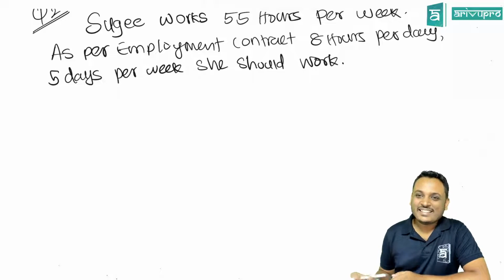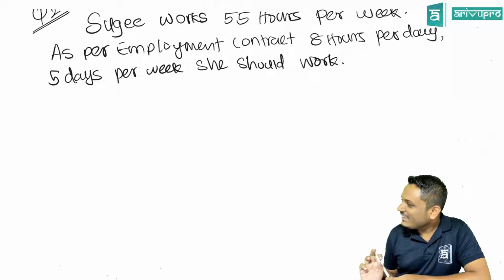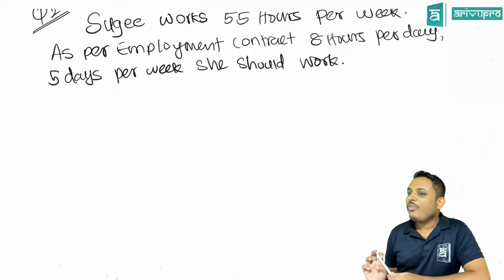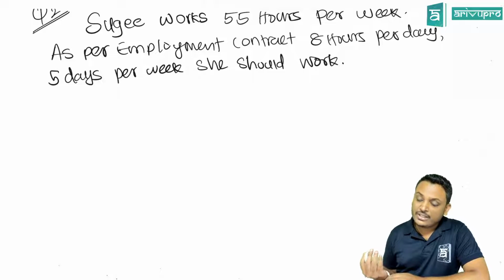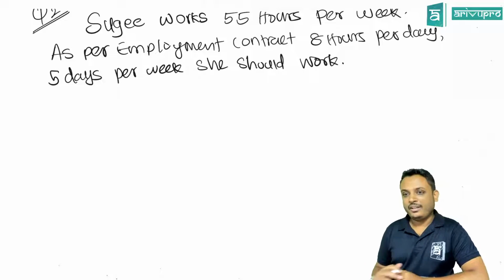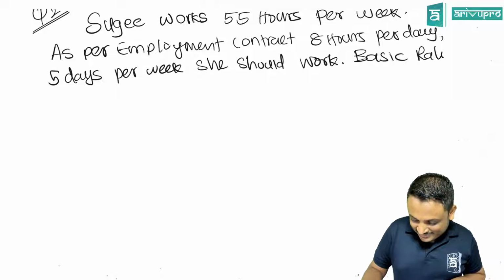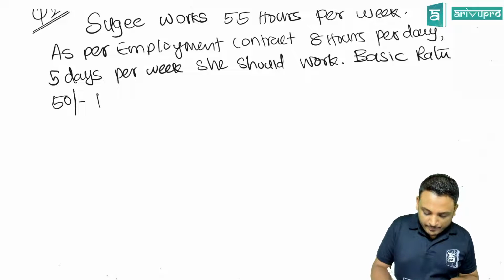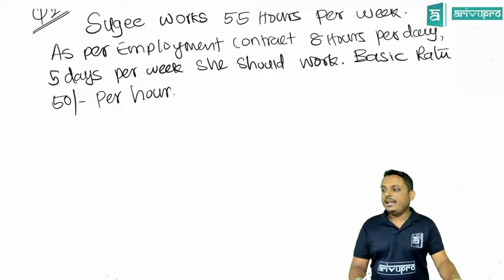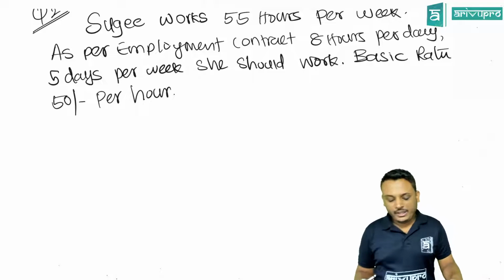She should work how many days? 5 days. How many hours per day? 8. How many hours did she work? 55. Basic rate is 50 rupees per hour.